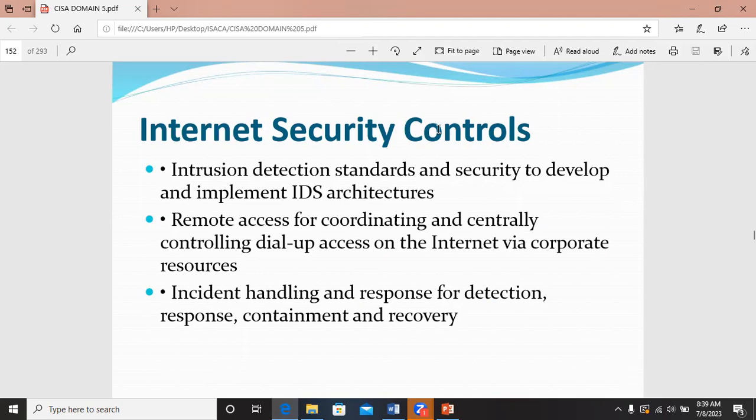Remote access, for coordinating and centrally controlling dial-up access on the internet via corporate resources. That remote access should only be enabled when needed. You can't just allow it without business justification. Then, of course, you need to have an incident response plan and an incident response team. Very important, so that any incident going on can easily be tackled.